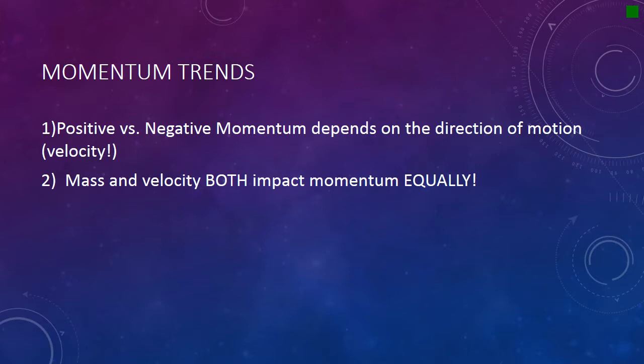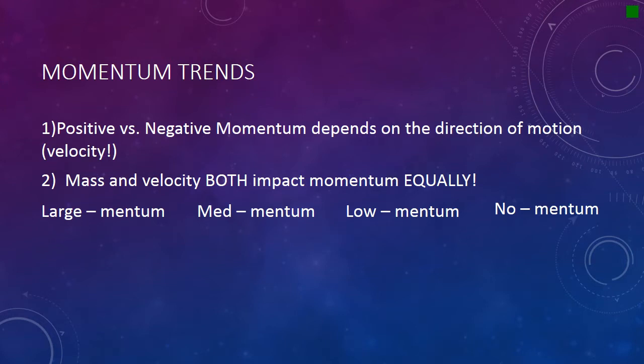The next idea is that mass and the velocity both impact momentum equally. So because they both have linear relationships, if you double one, it has the same impact as doubling the other variable.